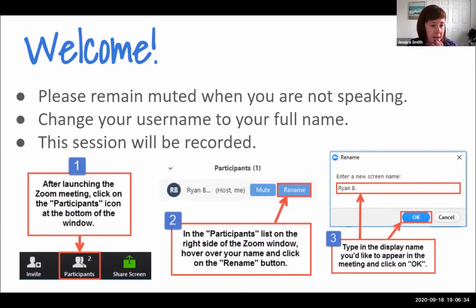And Jared, if you want to go ahead and share your screen, I'll stop sharing. Okay, sounds good. If I can find that button. There we go.